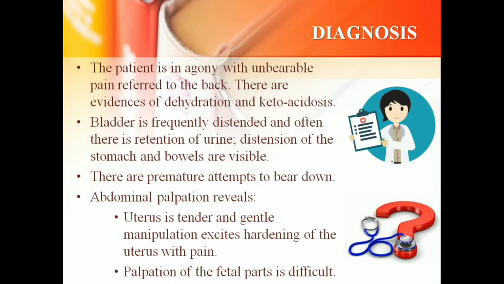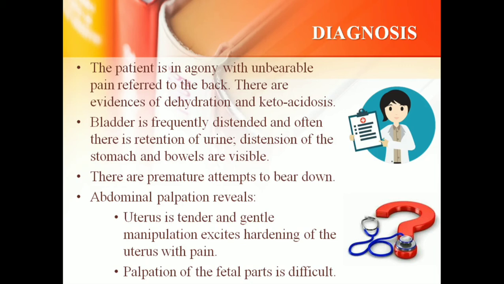Next is the diagnosis. How will we diagnose it? There is evidence of dehydration and ketoacidosis. The patient will have unbearable pain referred to the back, so backache will be there, and if there is evidence of dehydration and ketoacidosis, you can suspect spastic lower segment. Then the bladder is frequently distended, and often there is retention of urine, and distension of stomach and bowels is visible. If these things are there, you can also suspect spastic lower segment. Then there are premature attempts to bear down because the bladder is full or she has distension. She will have an urge to bear down.